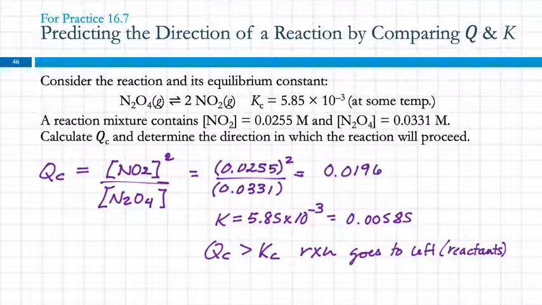So could you do ICE with Q if it's at equilibrium? Well, you could do an ICE table, but Q at equilibrium, we would just call it K, because it's the same, yeah. Any other questions?